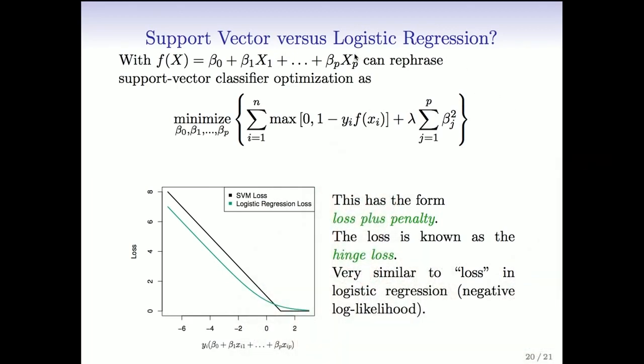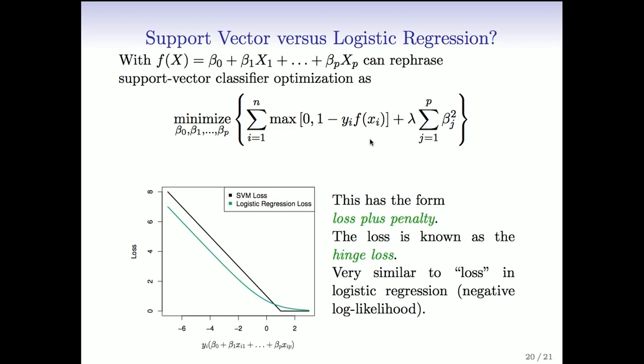So if we write the linear function in this form, as we've done before, it turns out we can rephrase the optimization problem for the support vector classifier in the following form. Now, this is somewhat technical, but there's a loss function between y and f of x, summed over the observations. So this is similar to, but not the same as, a log likelihood. And there's a penalty on the coefficients. It looks like a quadratic penalty, like a ridge penalty here. And there's a tuning parameter lambda.